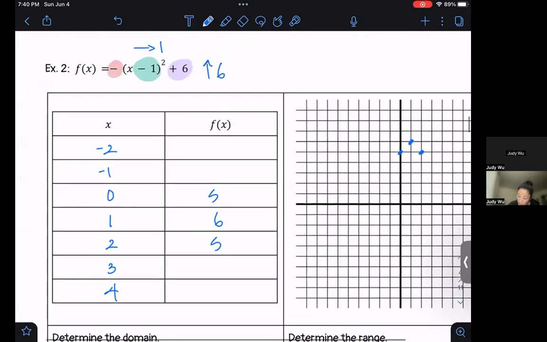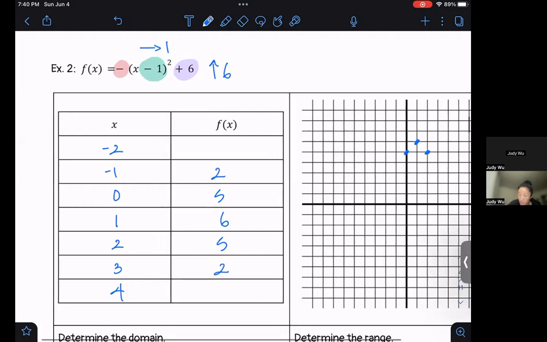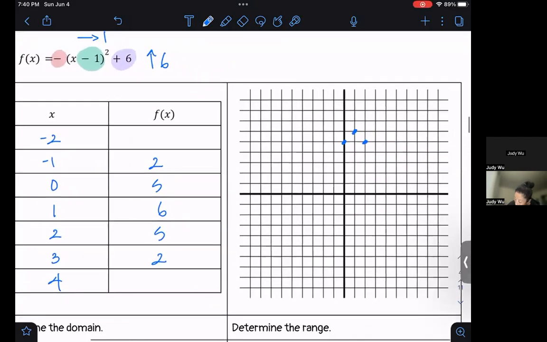All right, let's plug in 3 now. 3 minus 1 is 2. 2 squared is 4. Then I make it negative. So -4 plus 6 is 2. And if that's 2, this is 2. Okay, so 2 and 2.